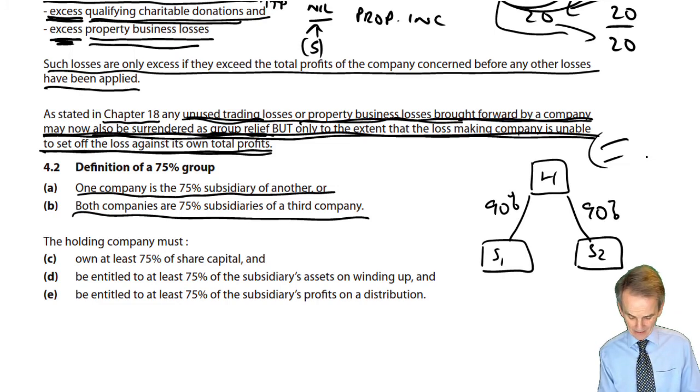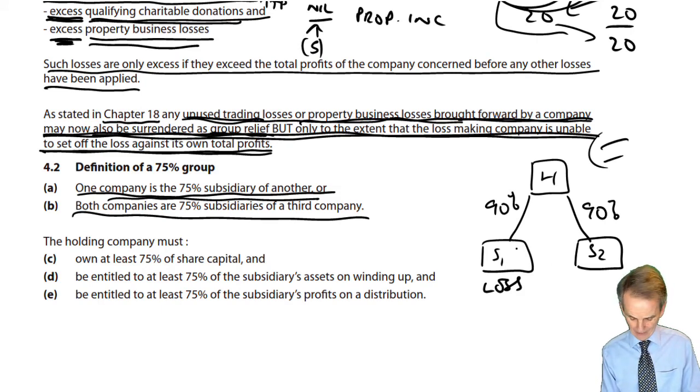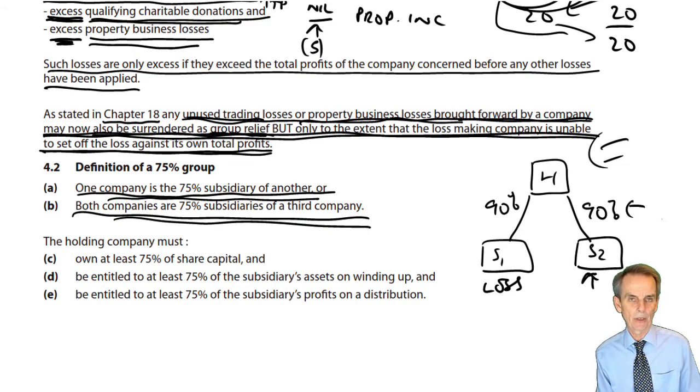If any one of those companies were to make a loss, for example, if S1 were to make a loss, definition of a 75% company: one company is the 75% subsidiary of another. So, yes, S1 is the 75% plus subsidiary of H, and therefore it can group relieve with its holding company. Both companies are 75% subs of a third company. Yes, S2 here is also a 75% plus subsidiary. These two are both subsidiaries of the same parent company.